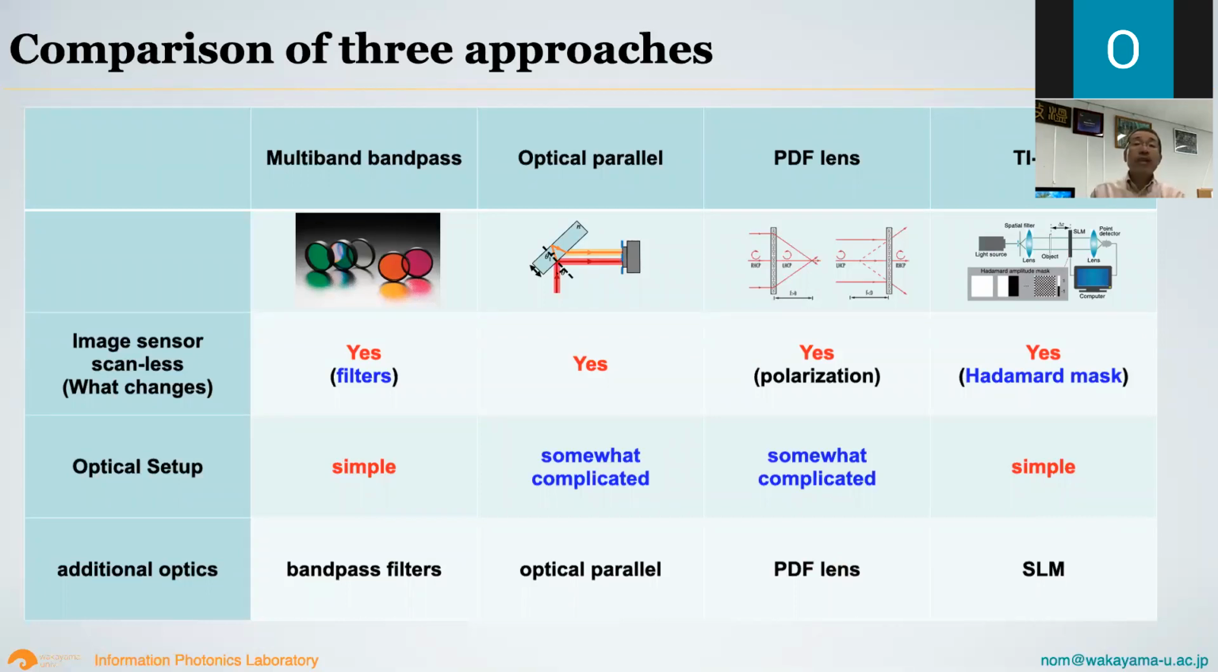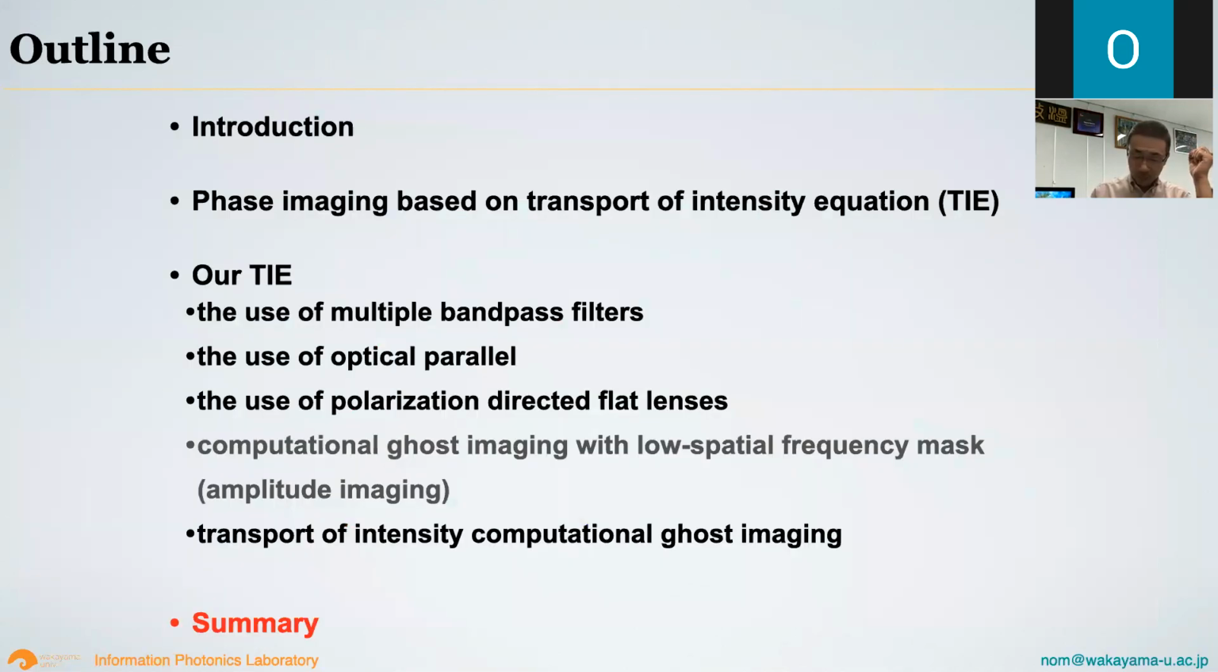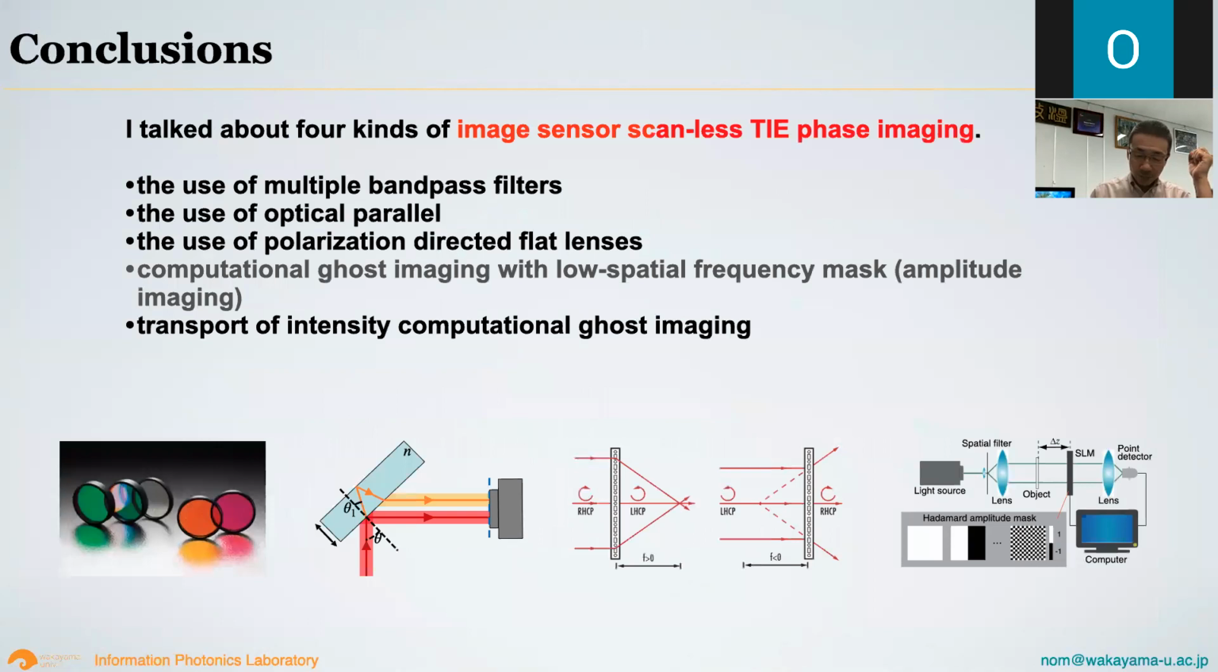So the merit is denoted by red letters. Demerit is denoted by blue letters. I will not mention which is the best. It depends on the application, up to you. I have shown four kinds of image sensor scanless TIE imaging.